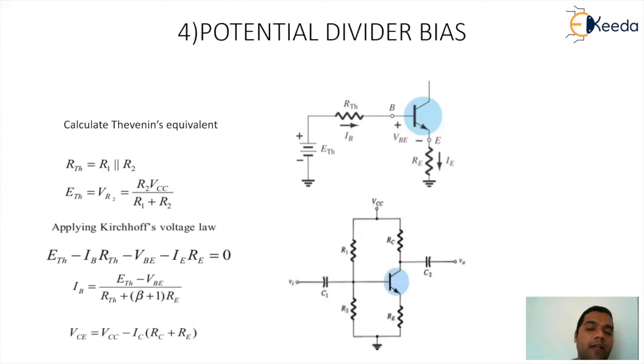IB can be taken as a multiplier with beta to give you IC, and it can be taken with a multiplier 1 plus beta to give you IE. So once I apply KVL to the output loop as VCC minus ICRC minus VCE minus IERE equal to 0, you will land up at the value of VCE. So this is how the entire calculation can be done.